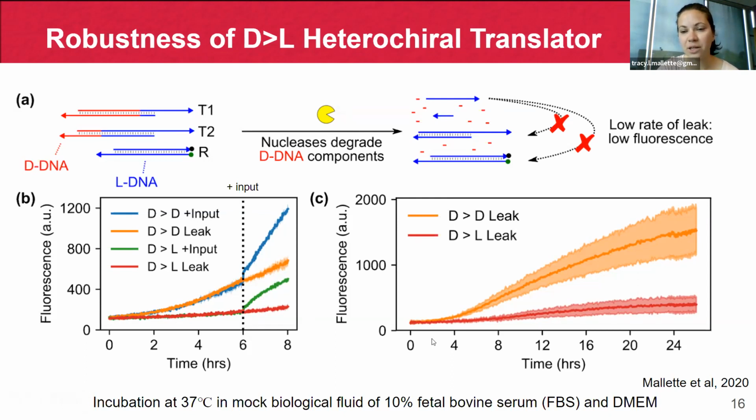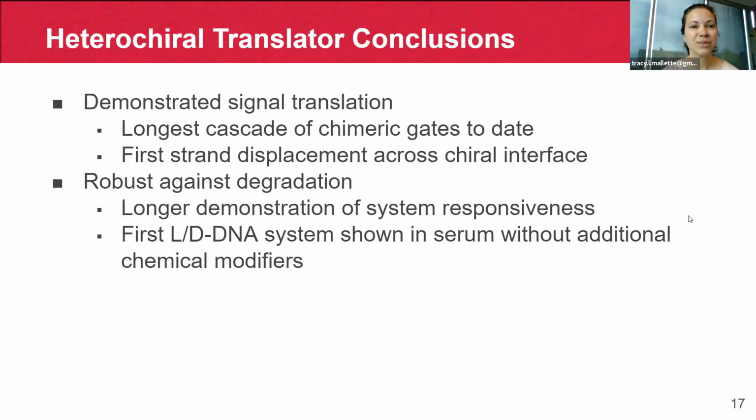And if you look at this across 24 hours, you can see that the D to L system, although it does have some leak, is significantly better than the homochiral control. So this was the establishment of the heterochiral translator circuit that my current work is built on. And it demonstrated signal translation. It was the longest cascade of chimeric gates to date, and the first one that went across that chiral interface.